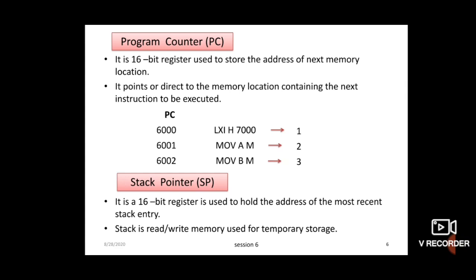In data structures, we have already studied stack. In stack, push and pop, two operations are there. Push means store the data, pop means leave the data. At one side the stack is closed. Same here, the stack pointer stores the address temporarily. So stack is also called read-write memory used for temporary storage. What is the function of this stack pointer? Stack pointer is a 16-bit register and it stores the memory location as a temporary base.